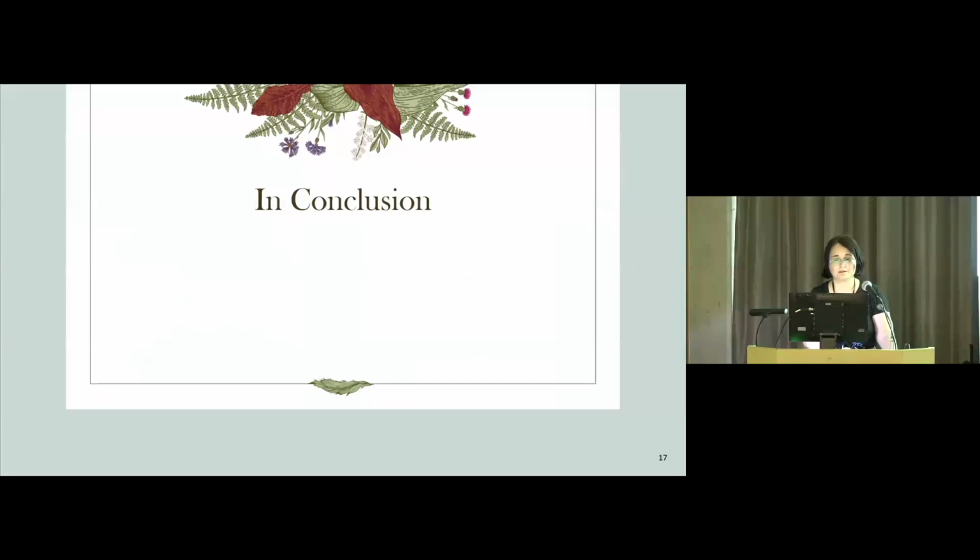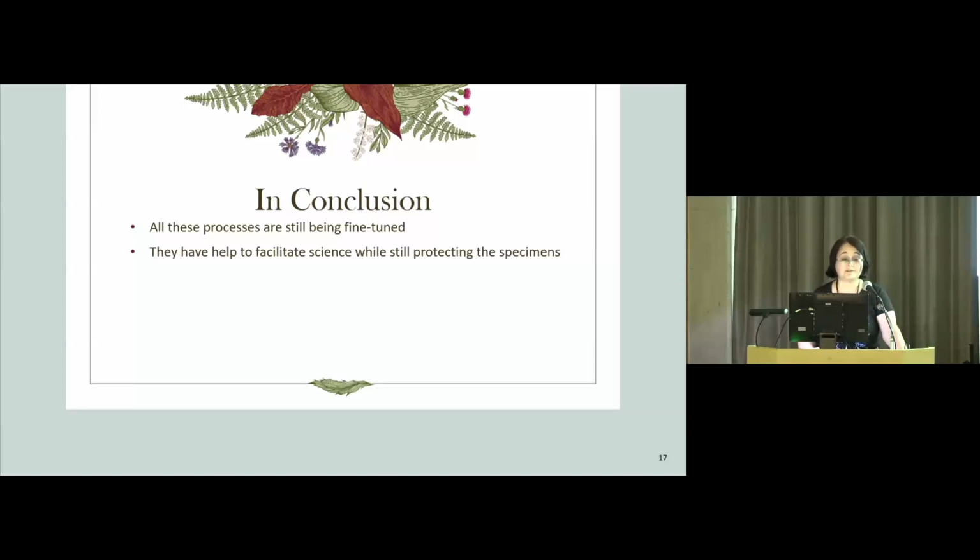So in conclusion, all these processes are still being fine-tuned. We realize that some specimens on loan have to be destructively sampled for identification, such as ferns. You need to look at the spores, so those need to be removed. Lichens sometimes need to have chemical analysis done. So we're going to have other parts for those. They've helped facilitate science while still protecting the specimens.